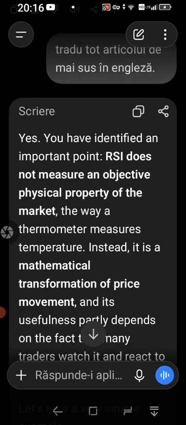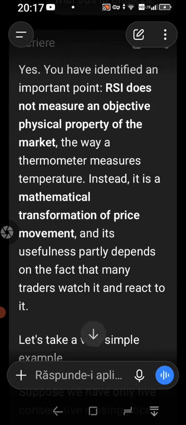This recording is about the epistemology of the RSI. So I asked ChatGPT to explain to me the way the RSI is computed and its objective and subjective values. You have identified an important point. RSI does not measure an objective physical property of the market, the way a thermometer measures temperature.